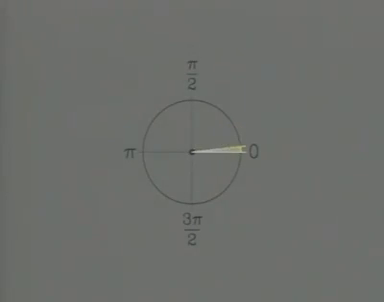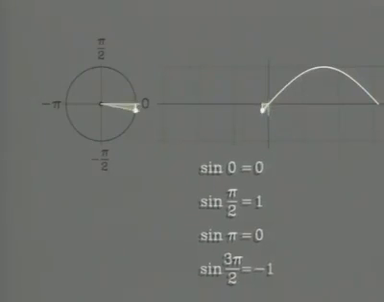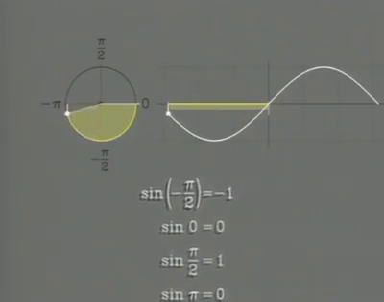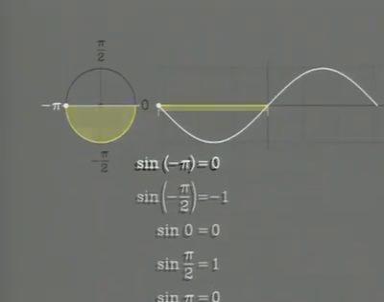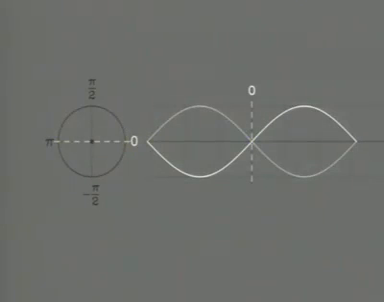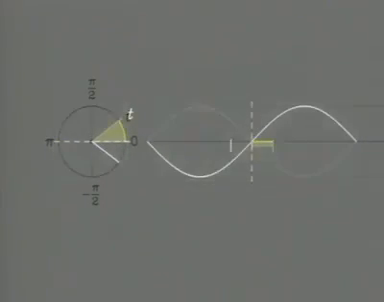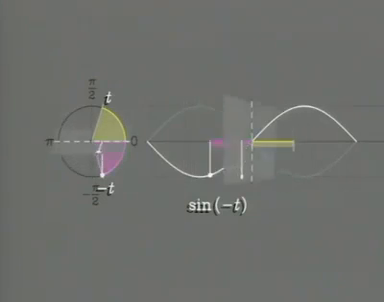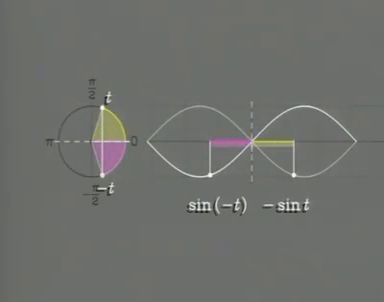If the point moves around the circle in the opposite or clockwise direction, the angle swept out is considered negative. Here's the sine curve plotted along the negative t-axis. The circle is also symmetric with respect to this diameter. If this is t, this is negative t. The sine of negative t is the negative of sine t.